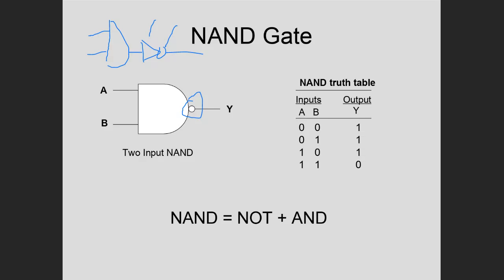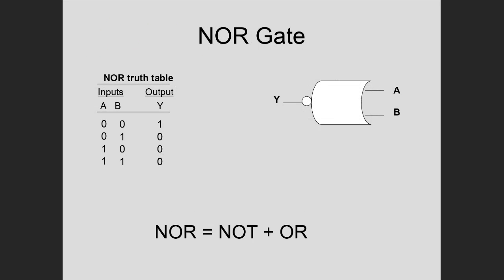Okay, so if there's a NOT, I can also take that NOT. I don't know why all my OR gates are pointing the wrong direction. I really must have that screwed up. Anyway, I can take an inverter and an OR gate, and I have a NOT OR gate, or a NOR gate.